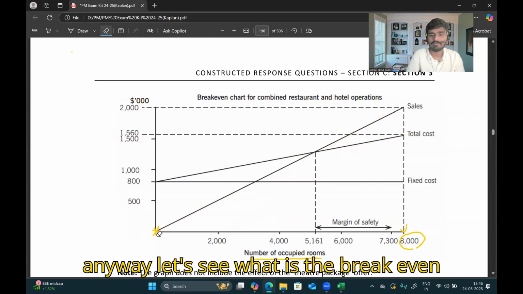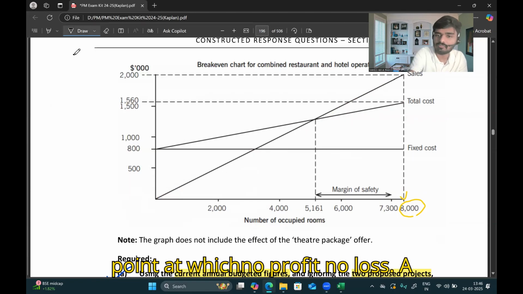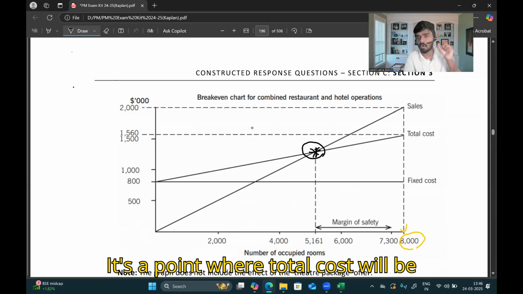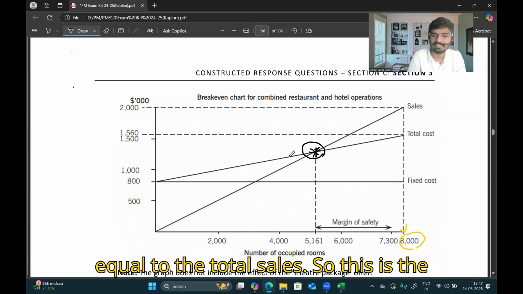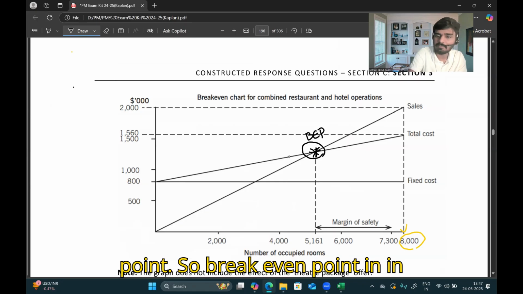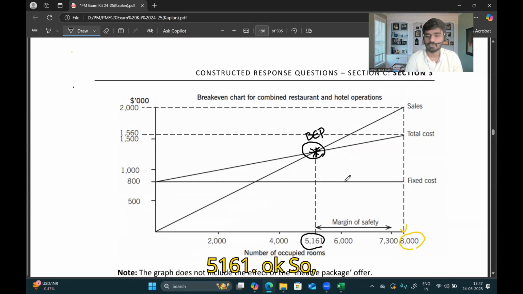Anyway, let's see. What is the break-even point here? Break-even point will be the point at which no profit, no loss. A point at which total cost equals total sales. So this is the break-even point. So break-even point in occupied room nights will be 5,161.